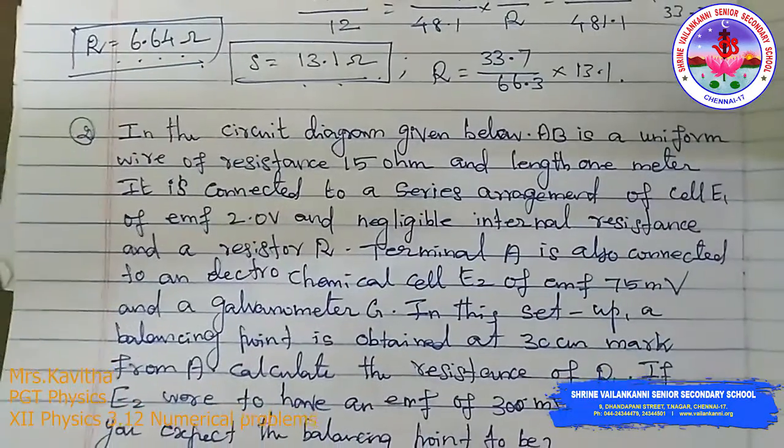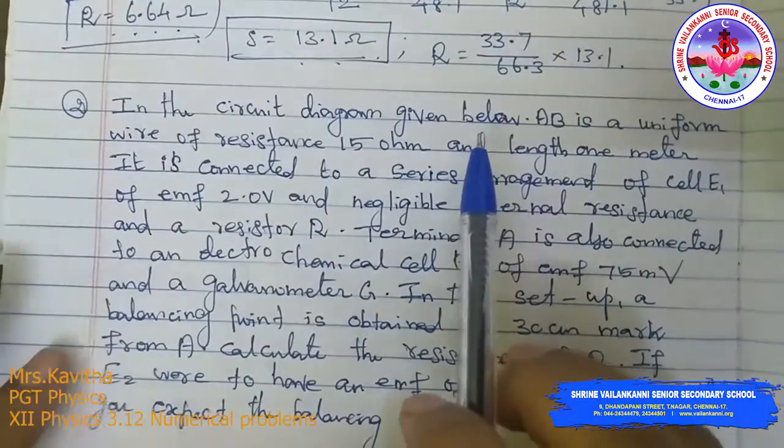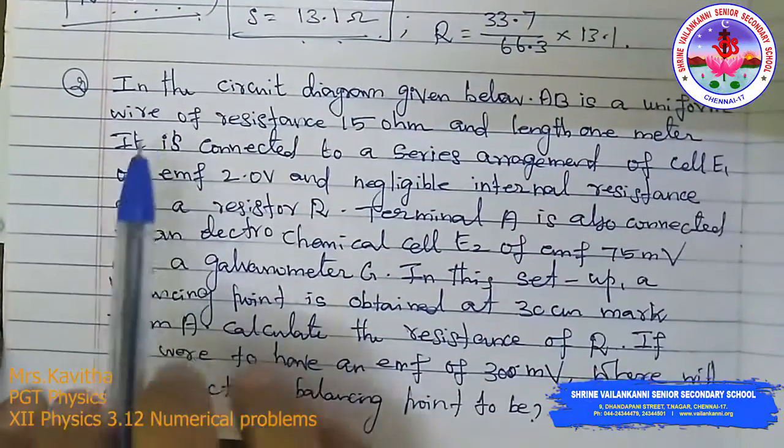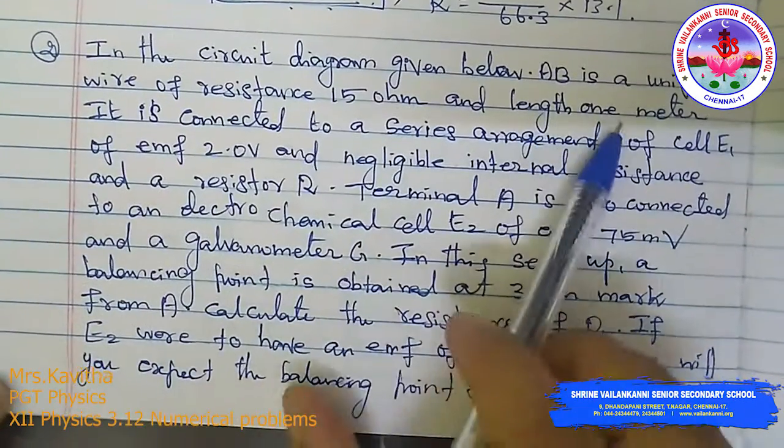Okay. In the circuit diagram given below, AB is a uniform wire of resistance 15 ohm and length 1 meter.